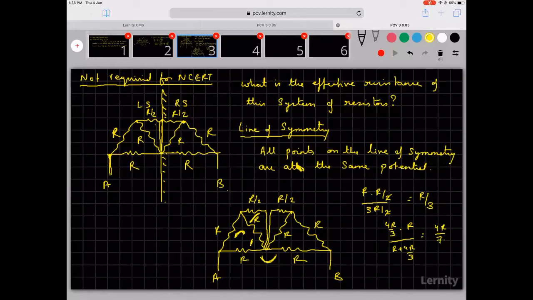So 4R by 7 on this side and 4R by 7 on this side will make it 8R by 7. So 8R by 7 is the correct method of doing this.